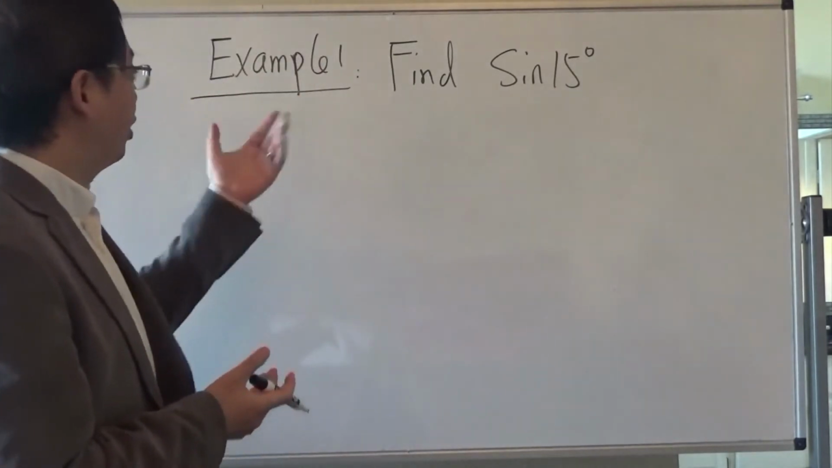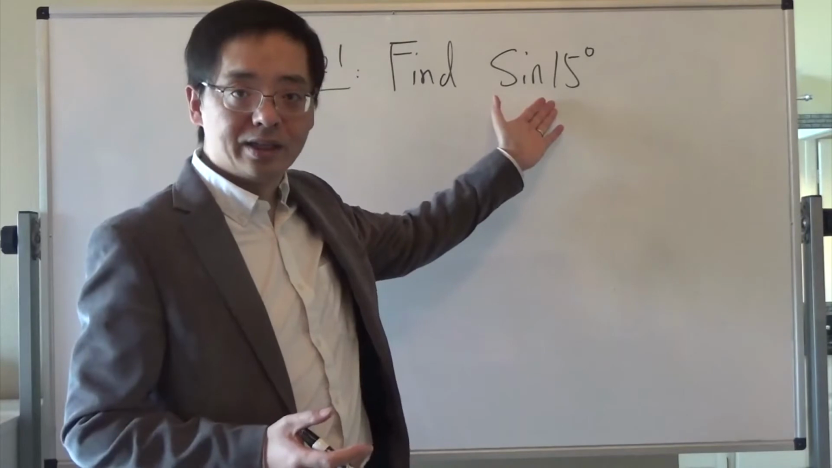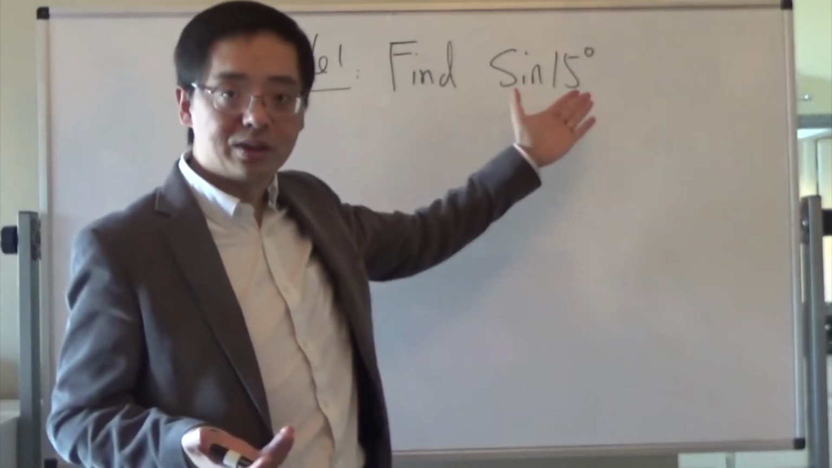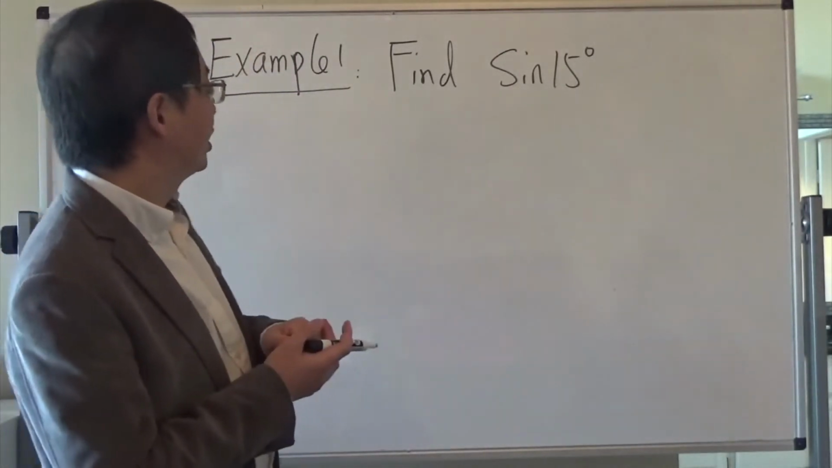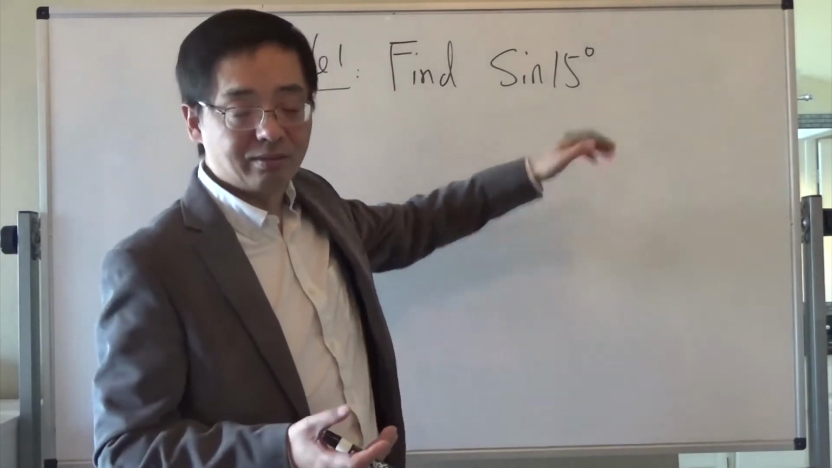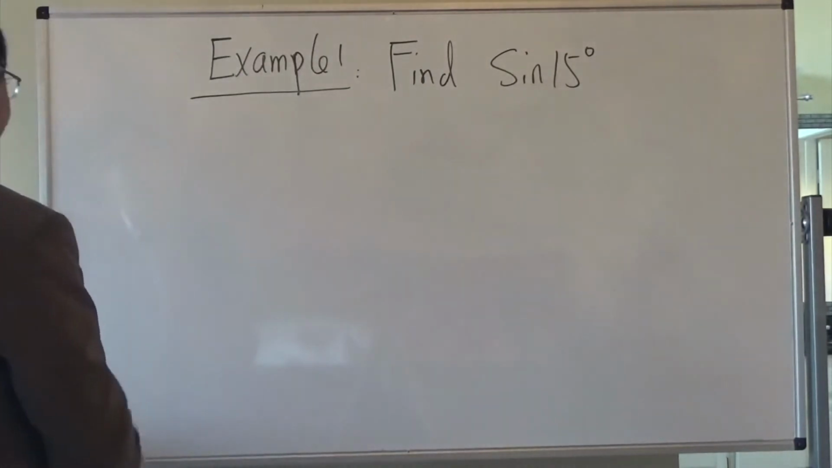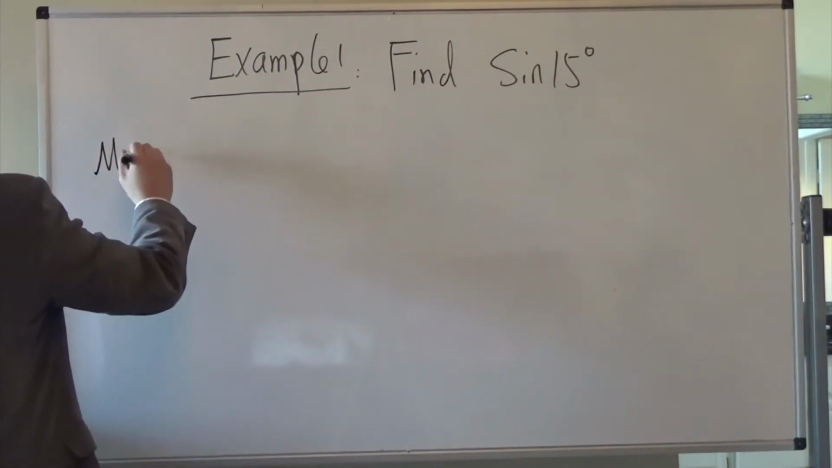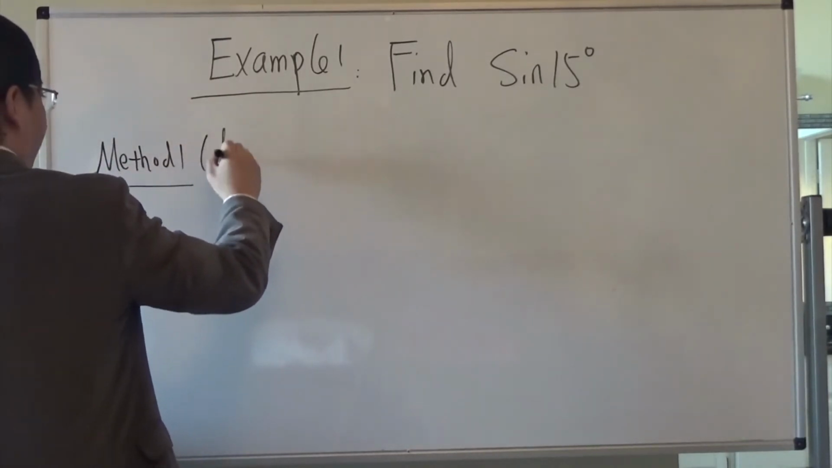Alright, here we have two ways to handle 15. One is to use the difference formula. So clearly we know 15 equals 45 minus 30. Or we use the double angle formula. Twice 15 equals 30. That is also a special angle, right? Alright, so let's use method 1. So method 1, we use the difference formula.